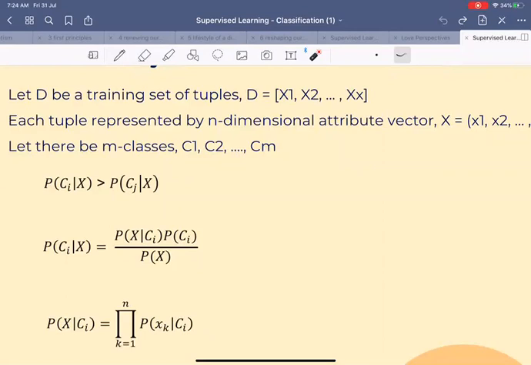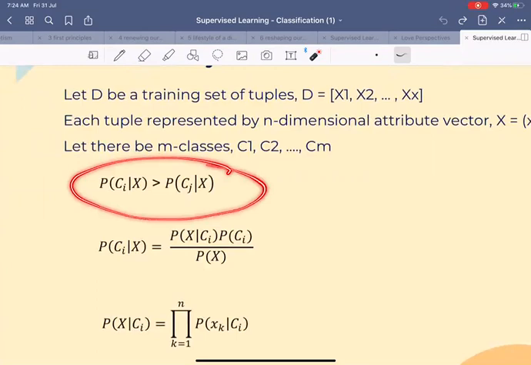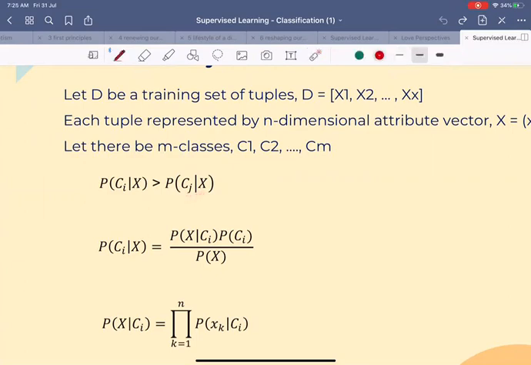Now, for our prediction, we will use this term. We'll ask: what is the probability of Ci given a particular sample X, and what is the probability of Cj given a particular example X? We will evaluate this inequality for different values of i and different values of j. i and j will go through the entire range from 0 to m such that i is not equal to j.